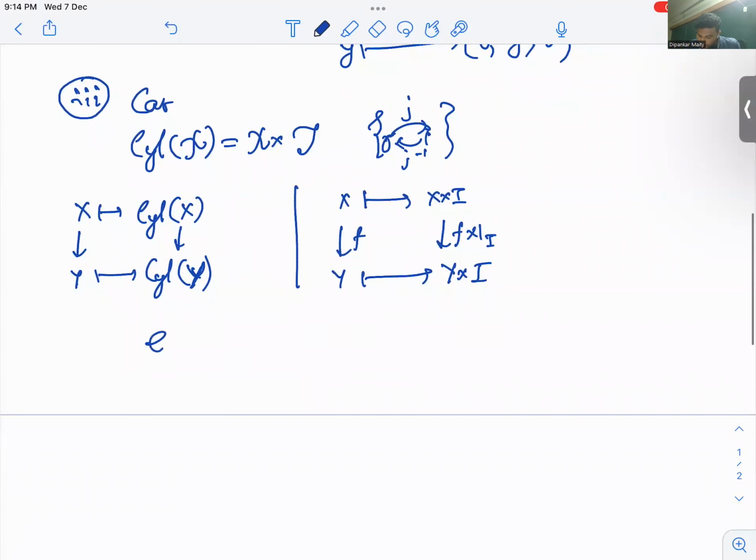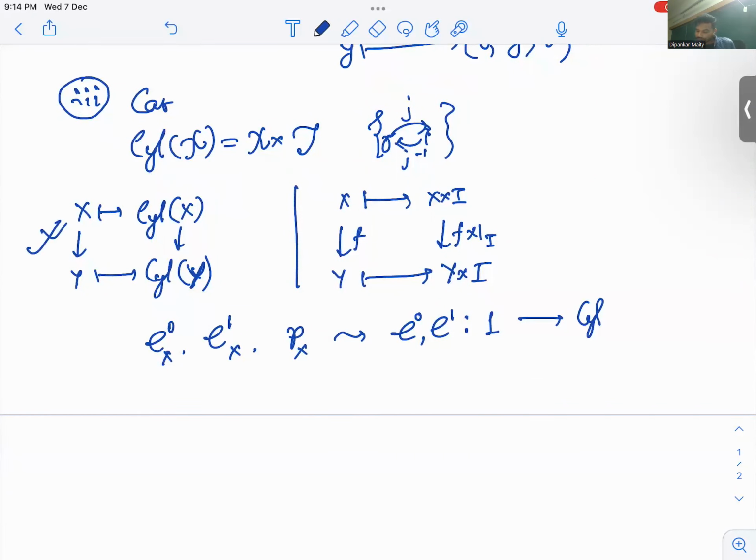Moreover, it is evident that the maps E0, E1, and P, with respect to X, you can check easily that these constitute natural transformations. So E0 and E1 actually constitute natural transformations from the identity to the cylinder functor, constructed this way. And P is from the cylinder functor to the identity of C. And their naturality is really immediate.